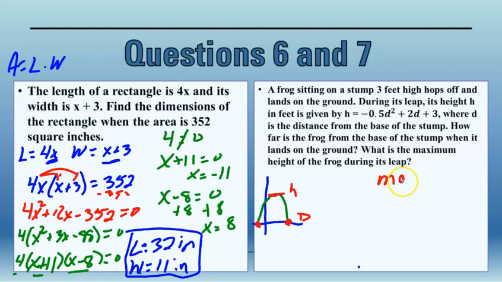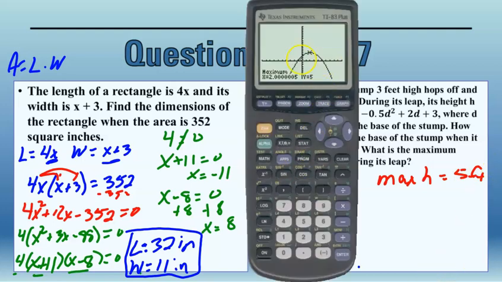So the max height would be 5 feet. And then if I grab my calculator to find how far from this point, I have second trace. I'm going to find the zero, number 2. And really, I can't have negative distance, so we're going to say from here to here.